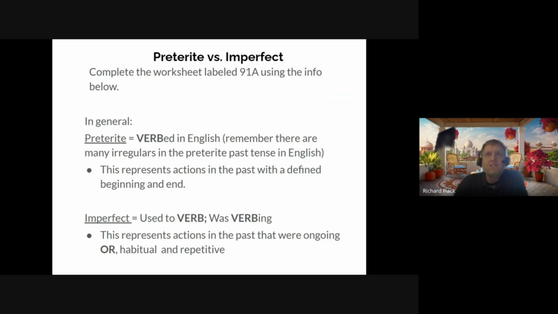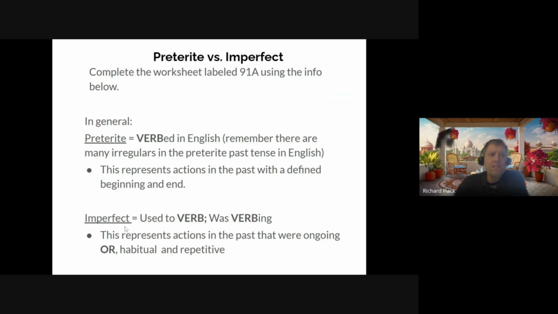Kind of like the last activity I had you do for the preterite tense. First, I woke up. Then I got dressed. Then I ate breakfast. I ran to the store. I bought milk. I returned home. Very boring story. We don't have any details, but we've got all the actions that move us forward.